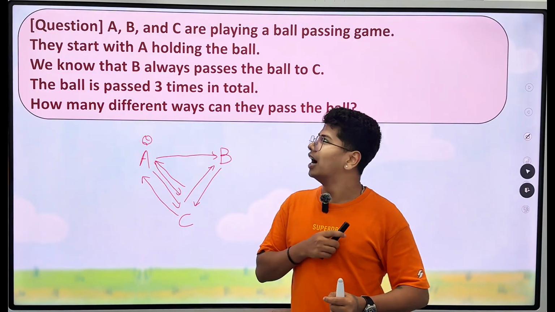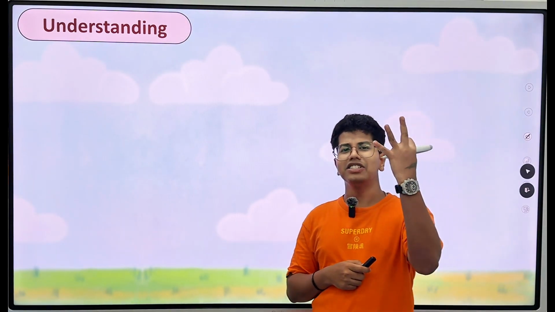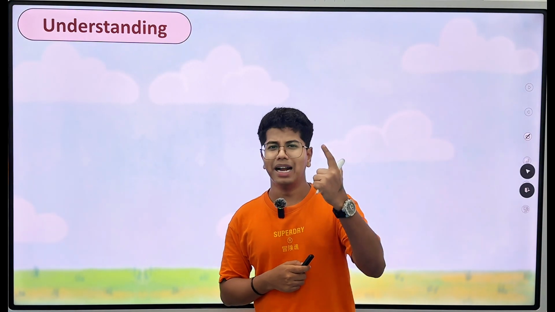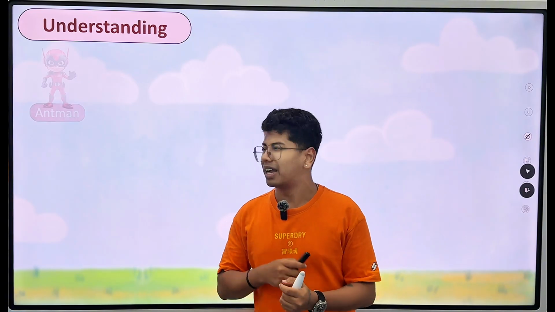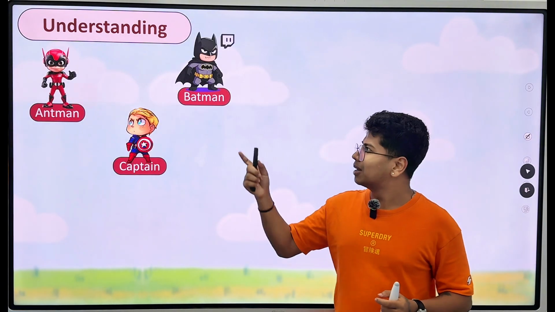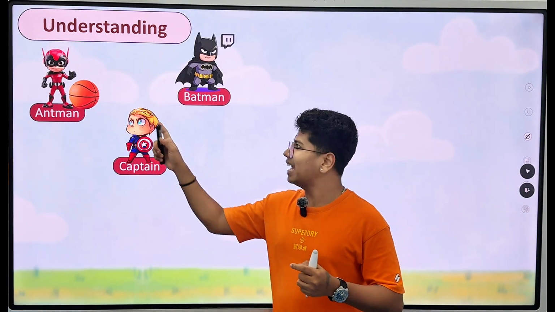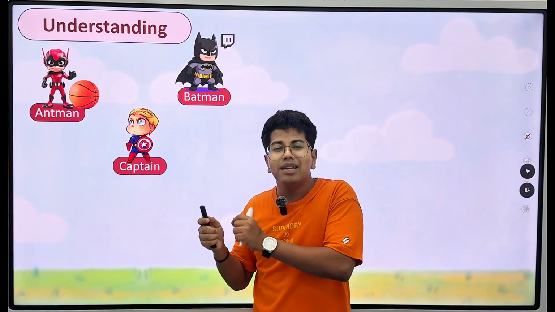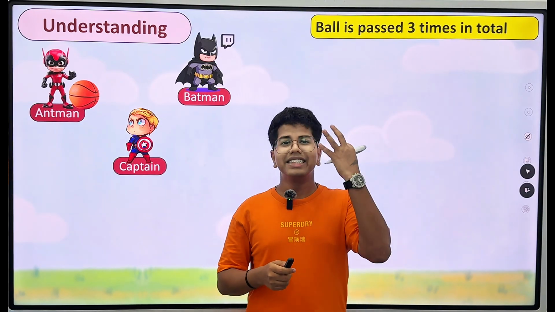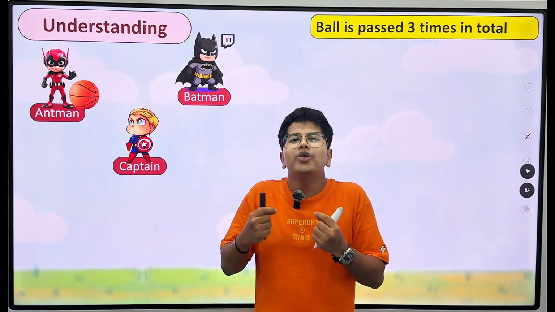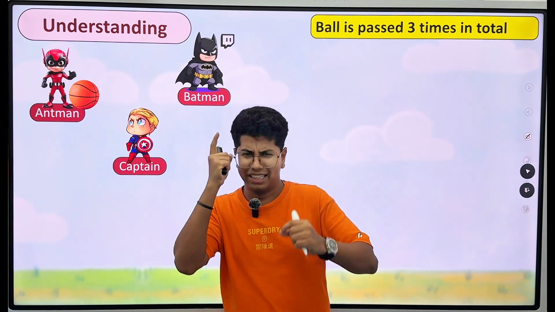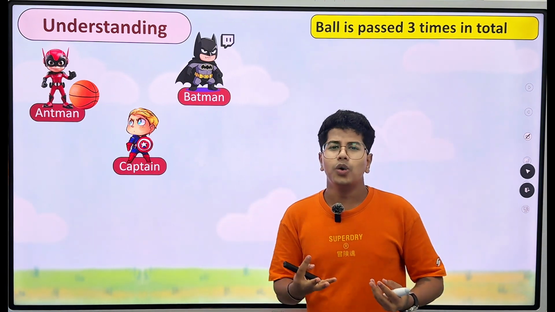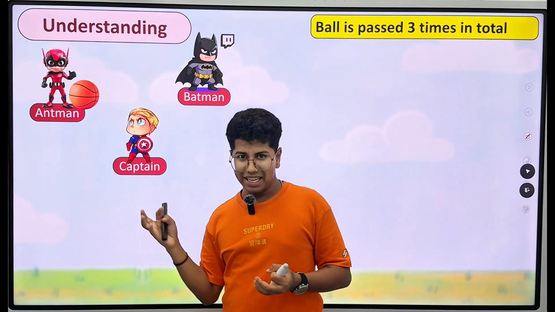So if you have a look here, one day there were 3 superheroes, Ant-Man, Batman and Captain America. They decided to play the ball passing game. And Ant-Man has the ball. Now here the number of times they pass the ball is 3 times. So I need to figure out how many ways there are to pass. So what I will do is to visualize this.